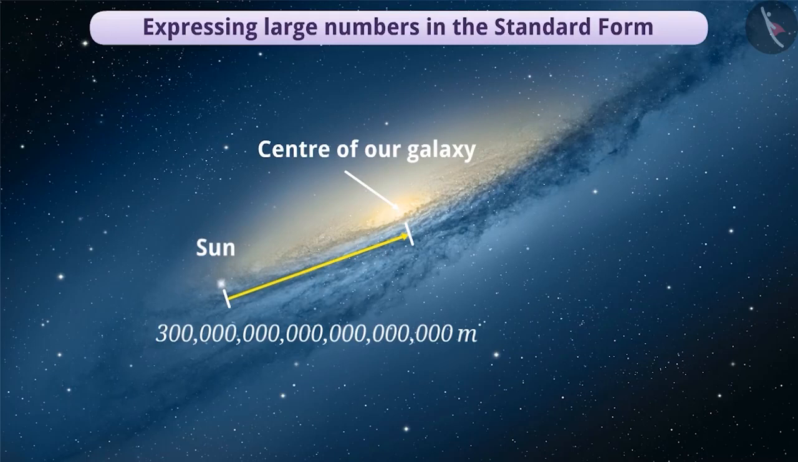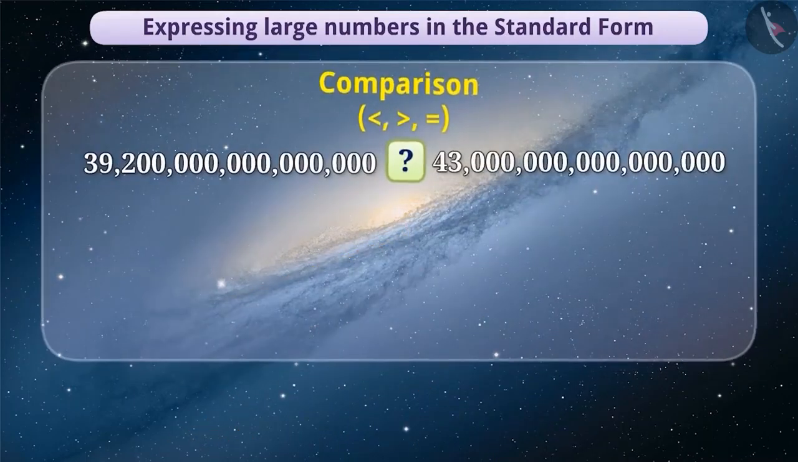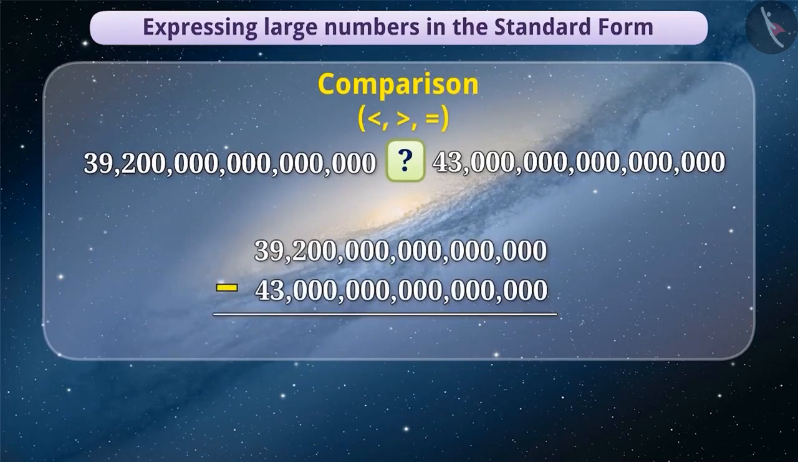Such large numbers are not only difficult to read but also difficult to write, understand, compare, and do any sort of mathematical operation upon them. In this situation, it is important that we express such numbers in a shorter and easier form. This is possible with the use of the standard form of a number. Let's understand what the standard form of a number is.